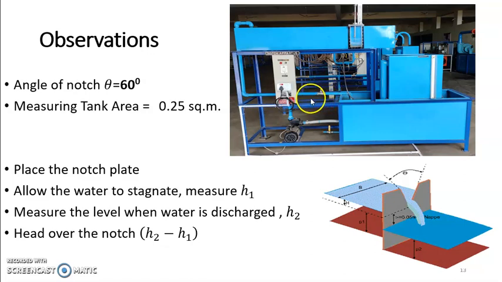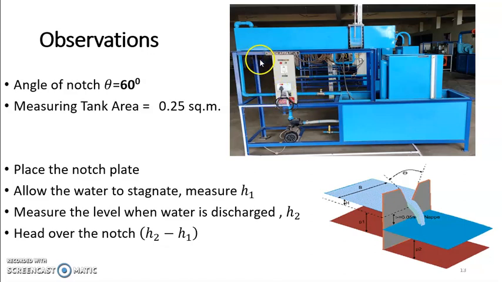Once water flows through this channel, when water reaches the sill level or crest level of the V notch, we need to set this hook gauge. We need to wait some time for the water to stagnate, and after that we need to set this hook gauge initially to some reading. That value will be read as H1.